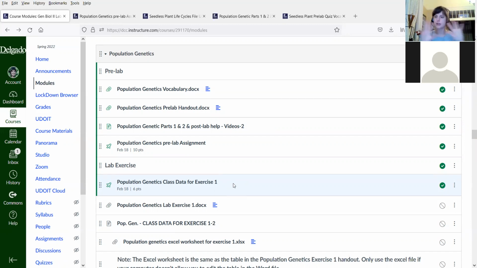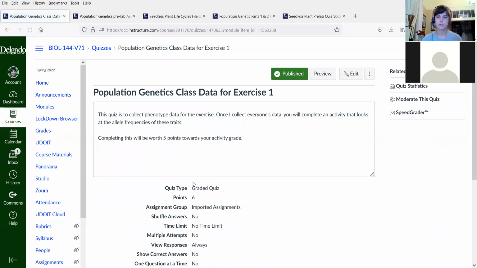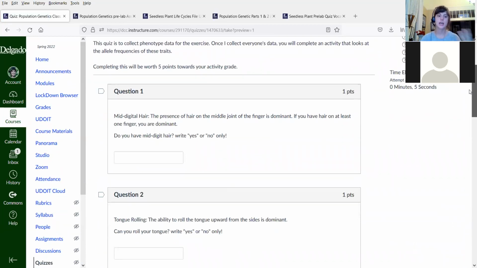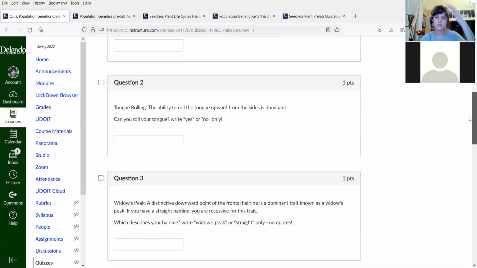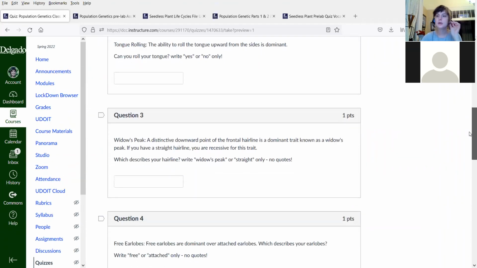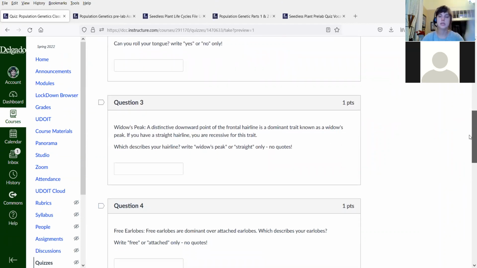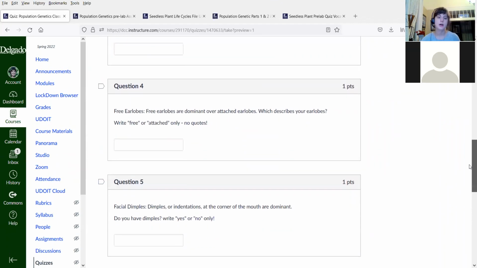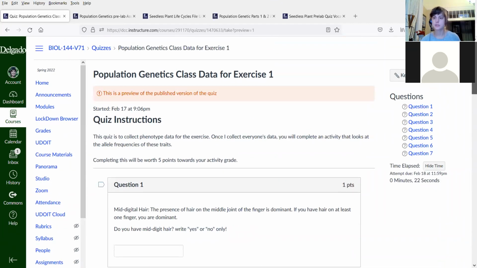So we're going to collect data for a couple of different traits. We're going to get class data, and it's just a little survey. If you do it, you'll get all the points. It's like 6 or 7 different traits. Mid-digit hair, can you roll your tongue? Do you have a widow's peak? I always have to check, I don't really know. Earlobes, are they free or attached? This is all explained in your pre-lab handout and the exercise handout. Just answer these questions. If you need to Google it for a comparison, you can.